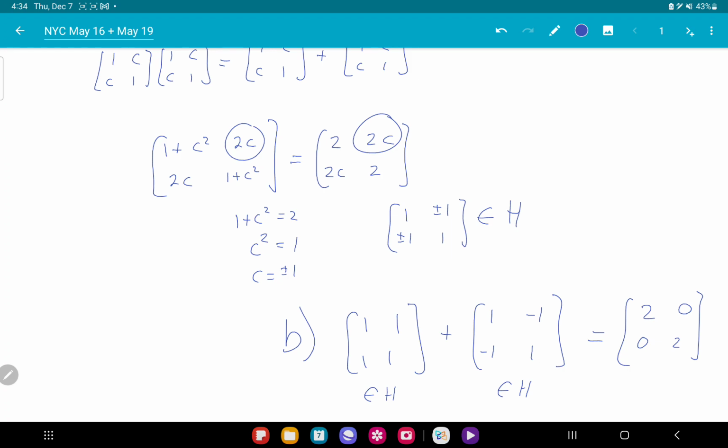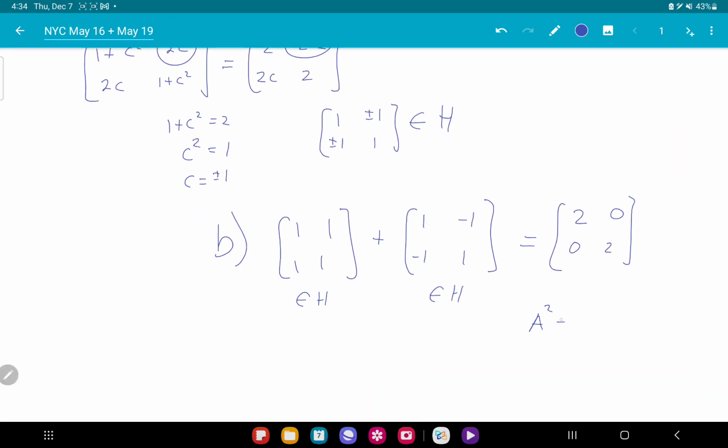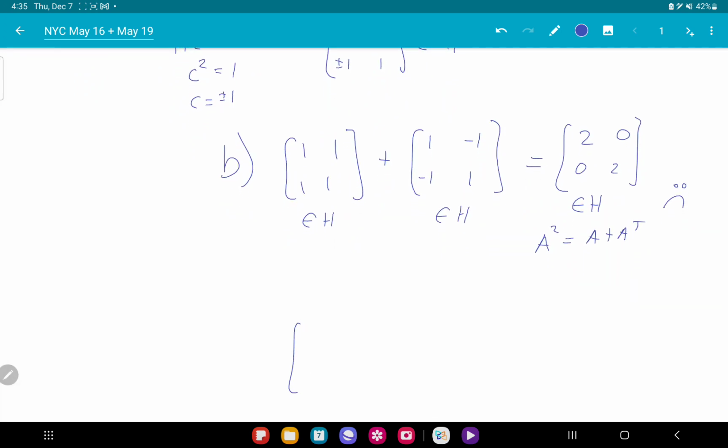Now, is that going to be in H? I don't know. So what is the condition for H? It's A squared is equal to A plus A transpose. Uh-oh, this is going to be in H. Uh-oh. So that didn't work out so well for me. I'm looking at this equation and thinking, how can I make this not work out? How about I take [[1, 1], [1, 1]] and multiply by 3, see what happens.